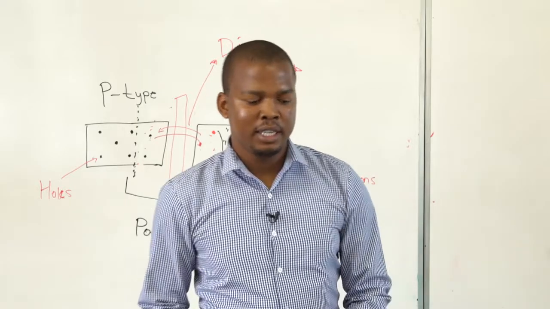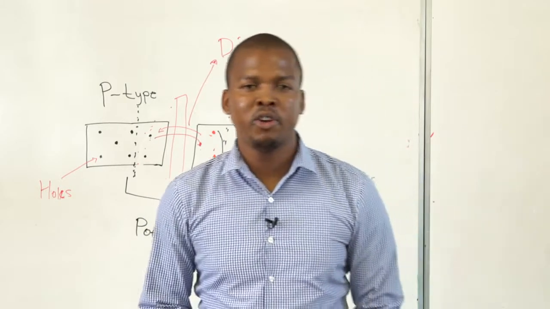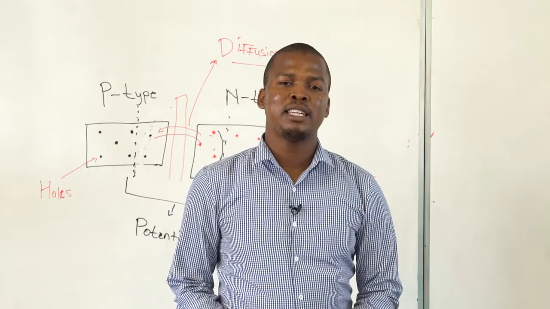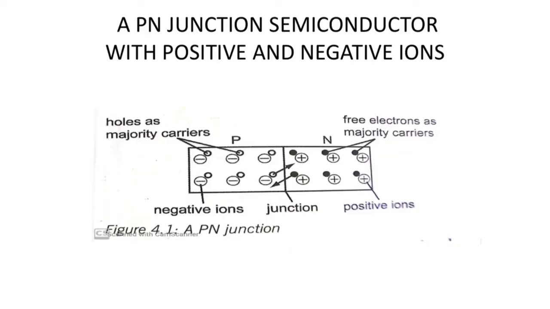Now that we have seen the video elaborating more about the depletion layer and the formation of a p-n junction, the following is a p-n junction semiconductor with positive ions and negative ions. This picture was taken from the Electronic Control and Digital Electronics NQF Level 2.